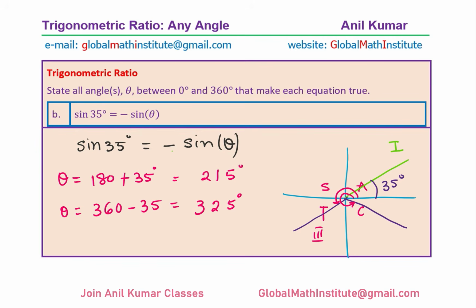So we have 2 solutions for this particular case, and the 2 solutions are that theta equals 215 degrees or 325 degrees. You can use the calculator and verify the result for the given equation to be true. I hope it makes sense, right? So I think the concept is clear. If it is negative of sine theta, we are looking for something which will give us negative value.